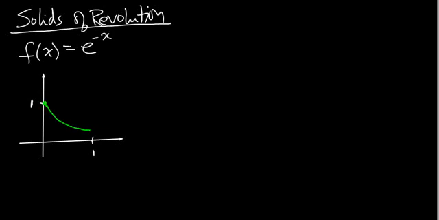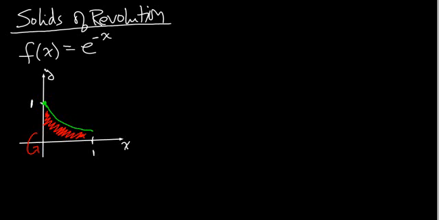Okay? So a solid of revolution. What we're talking about with the solid of revolution is we're going to take this whole region underneath the curve, and we're going to wrap it around. In this case, we're going to wrap it around the x-axis. There's my x, there's my y. Okay? We're going to wrap it around.